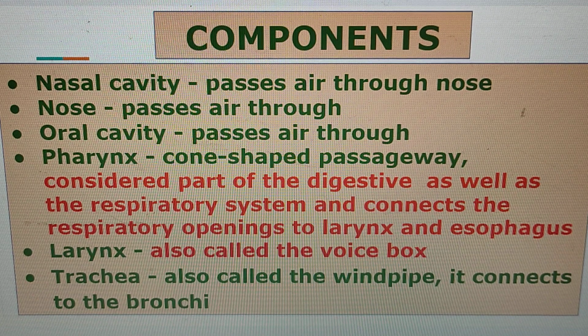The components of the respiratory system: the nasal cavity, which passes air through the nose. Next is the nose, which passes air through, and the oral cavity, which passes air through as well, and the pharynx. It's a cone-shaped passageway, considered part of the digestive as well as the respiratory system, and connects the respiratory openings to the larynx and esophagus. The larynx is also called the voice box, and the trachea is also called the windpipe. It connects to the bronchi as well. These are the components of the respiratory system.